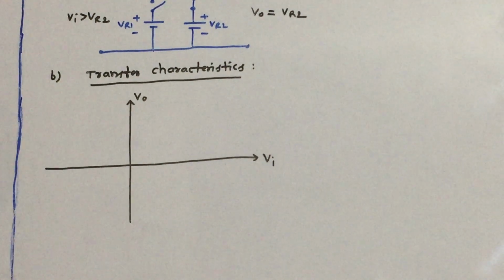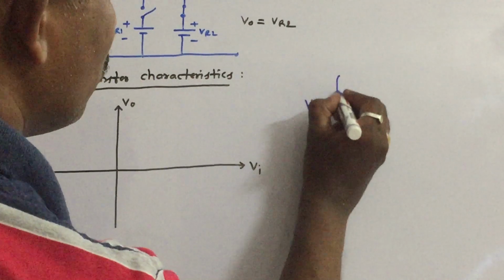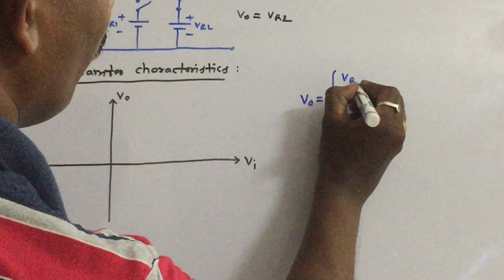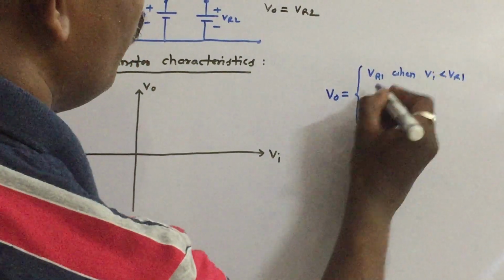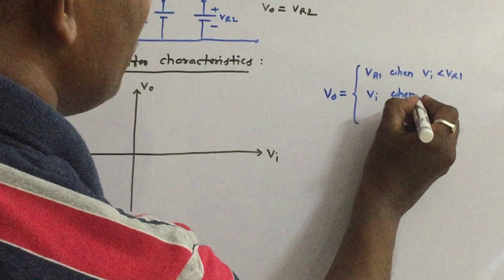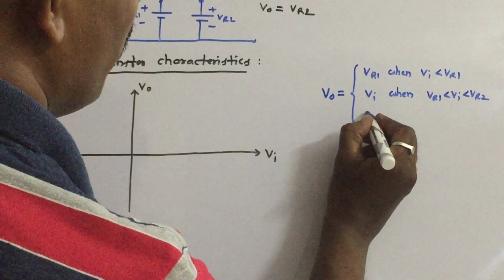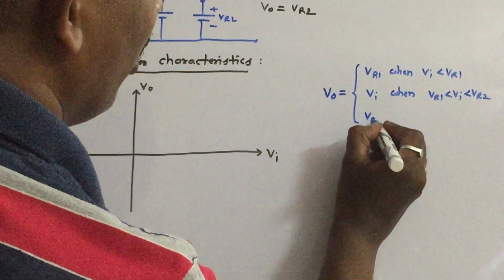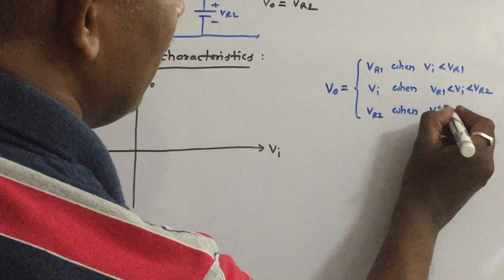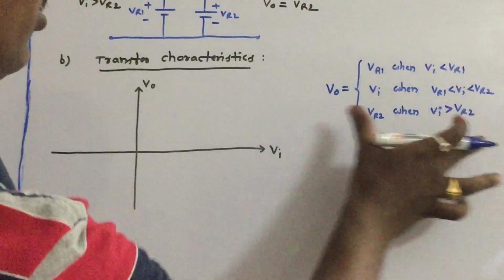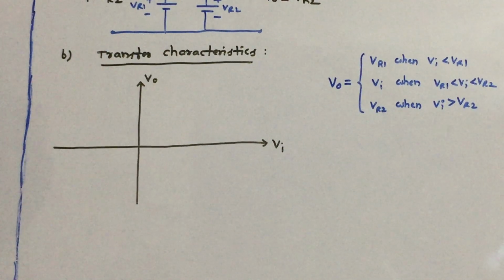So before that let us write the equations for V0. So therefore what is V0? Let us write the equations for V0. So V0 is equal to VR1 when the input voltage is less than VR1. V0 is equal to Vi when the input voltage is in between VR1 and VR2. The output voltage is equal to VR2 when Vi is greater than VR2. So this is what the transfer characteristic equations. Based on these equations, we will draw the graph between V0 and Vi.